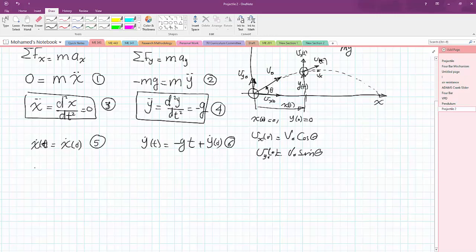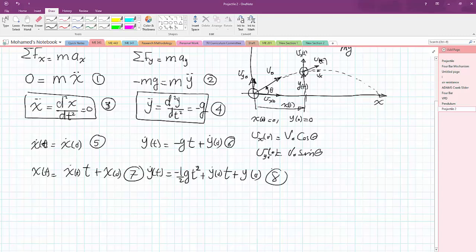And then I integrate again, so I will get the displacements. I will get x of t is equal to x dot of 0 times t plus x of 0, and y of t is equal to, the integral of this would be, minus 1/2 gt squared plus y dot of 0 t plus y of 0. And these would be equations 7 and 8. Those two equations describe the motion of our projectile.